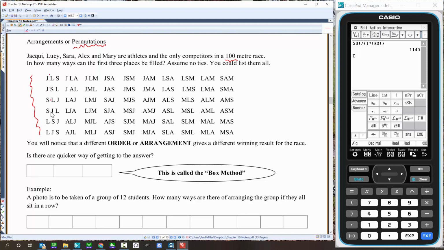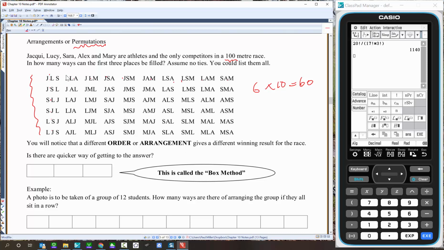So what do we got? 1, 2, 3, 4, 5, 6. 1, 2, 3, 4, 5, 6, 7, 8, 9, 10. 6 times 10 is equal to 60. So list them all. You'll notice that a different order or arrangement gives a different winning result for the race. Okay, so notice that Jackie, Lucy, and Sarah is different from Jackie, Sarah, Lucy.